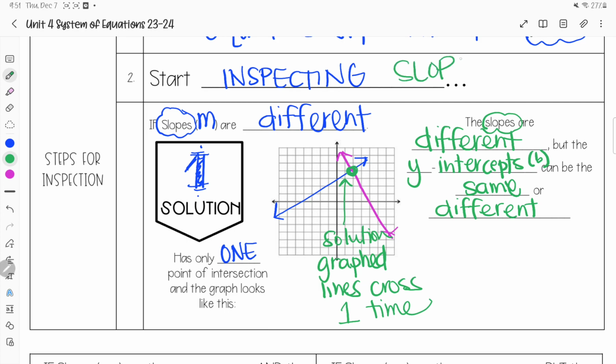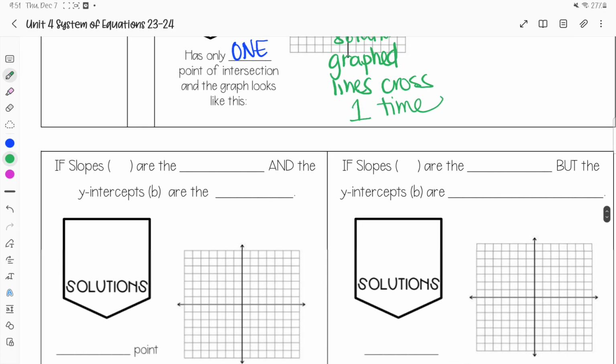Okay, so maybe I'm going to put that right here. We're going to start inspecting slopes. So if slopes are different, one solution, automatically done. Okay, that means you're going to cross one time. But let's say that their slopes are the same. So the m's are the same.